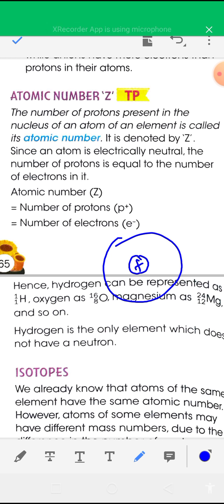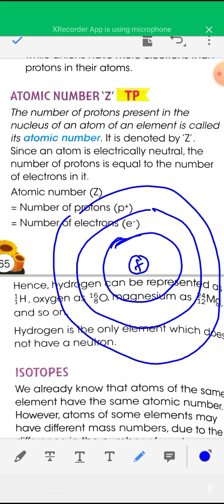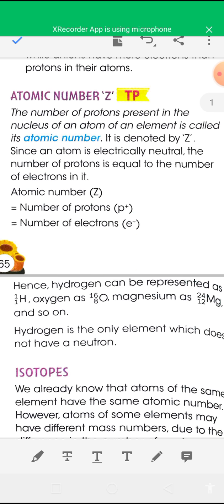So protons and neutrons are present in the nucleus of an atom, at the center, and the electrons are revolving around the nucleus in different circular paths, and these circular paths are known as shells or orbits. Okay, so electrons are revolving around this nucleus in different circular paths.